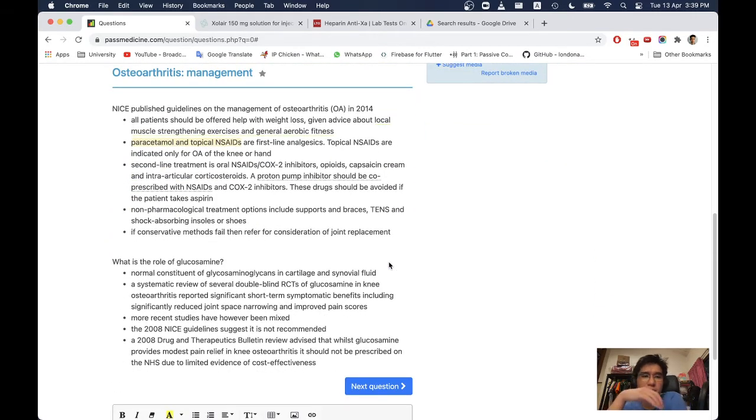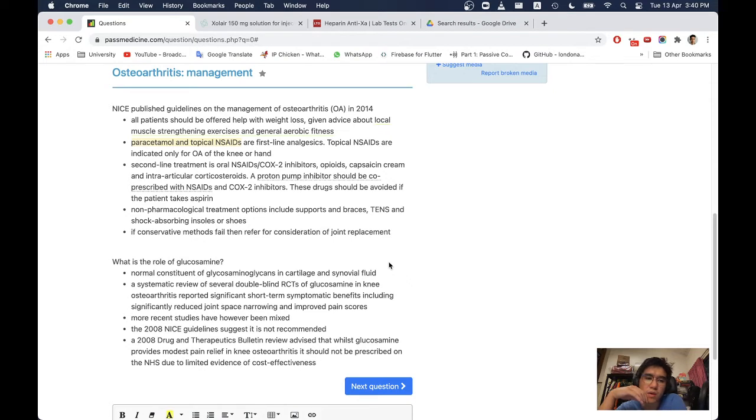So, osteoarthritis management: NICE published guidelines on the management of osteoarthritis in 2014. All patients should be offered help with weight loss, give advice about local muscle strengthening exercise and general aerobic fitness. Paracetamol and topical NSAIDs are first-line analgesics. Topical NSAIDs are indicated only for OA of the knee or hand.